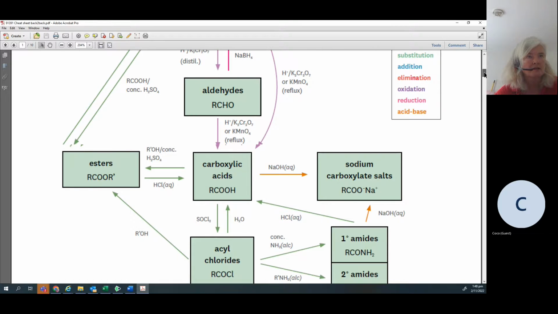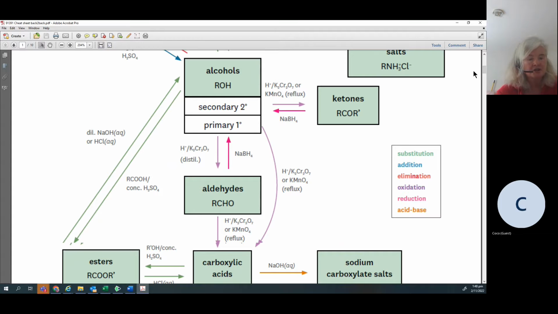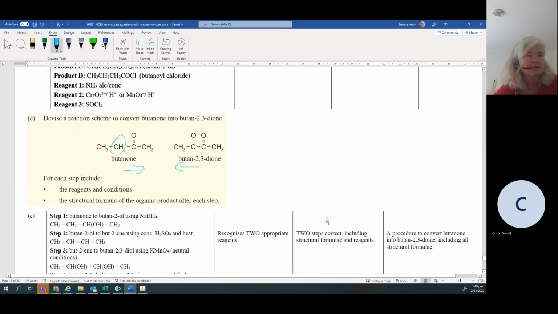So if I go back here again to over here, ketone, there's not really that much you can do with a ketone. A ketone, you can either go backwards to reduce it, or you can go from a secondary alcohol to a ketone. So that's one step you could do. So that's the step over here. But that means I've got to now try and get an OH there.